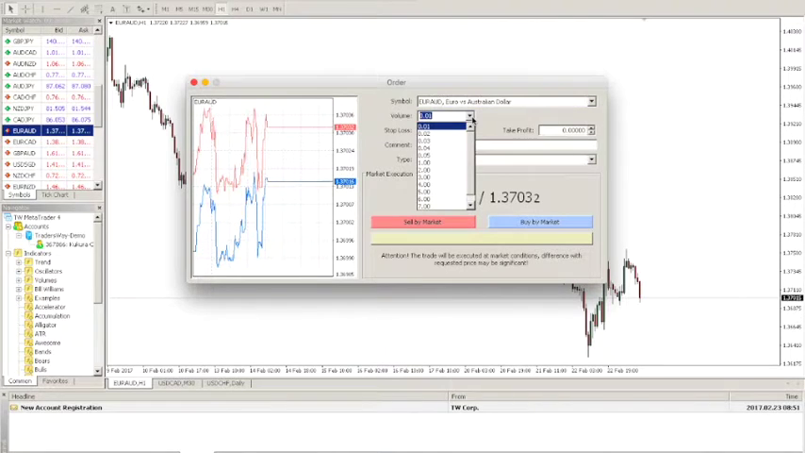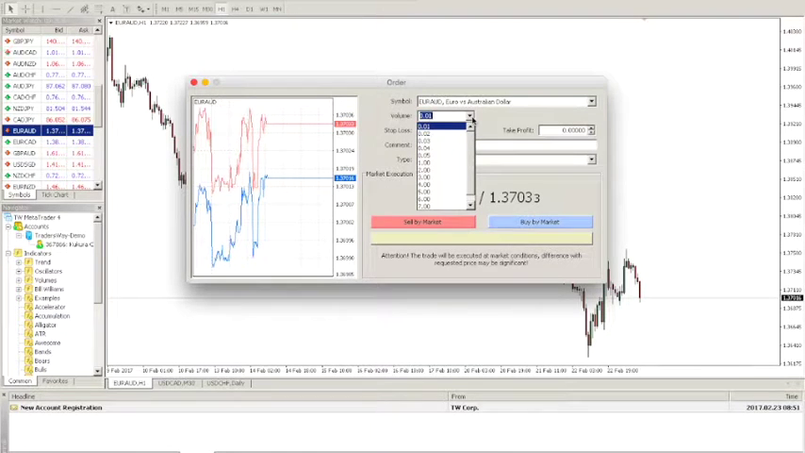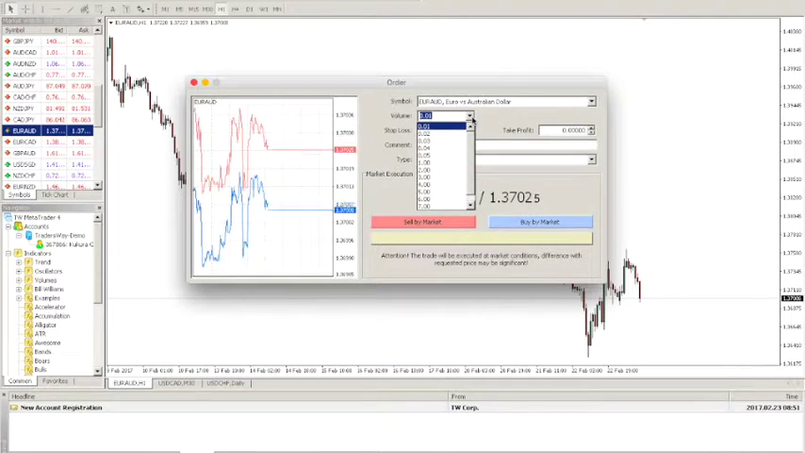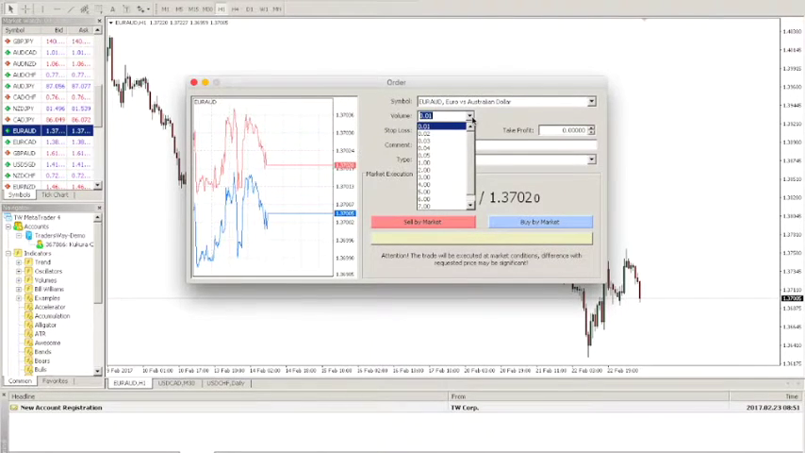Now the next thing is the volume. A lot of people are not really sure how volume works, because if you read classical books about trading, they refer to lots. Lots is an outdated manner in which forex and futures are traded. We no longer use lots, we now use volume, and volume is just the amount that you're trading per pip.